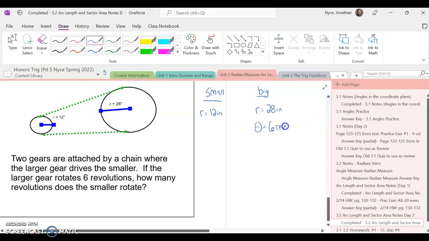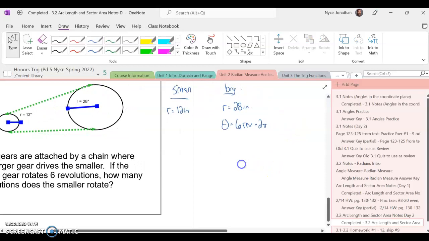So in this case, we're going to start with the bigger gear. Then we're going to find how many revolutions the smaller one rotates. So we're going to start with the big and then work our way over to the small. Again, make sure your theta's in radians. So 6 revolutions times 2 pi is going to give us 12 pi radians. Then our arc length is going to be 12 pi radians times a radius of 28. 12 pi times 28 gives us 336 pi.